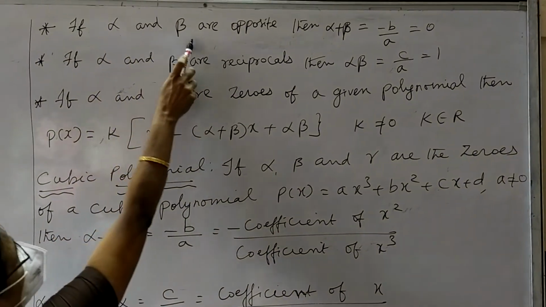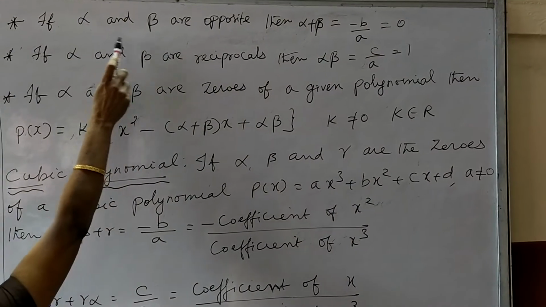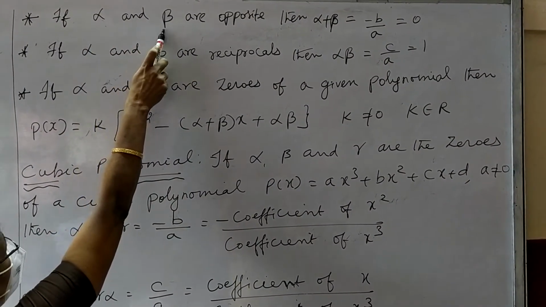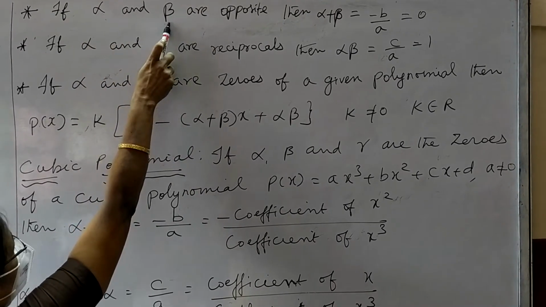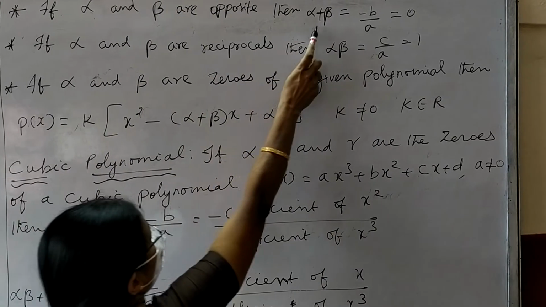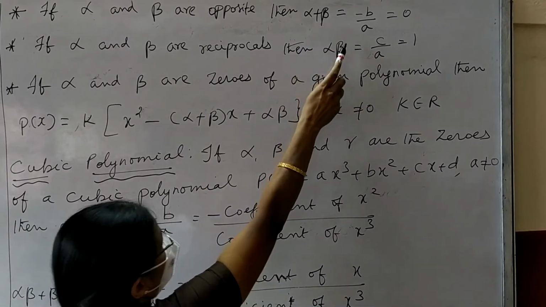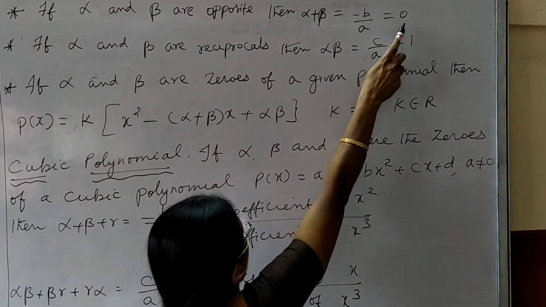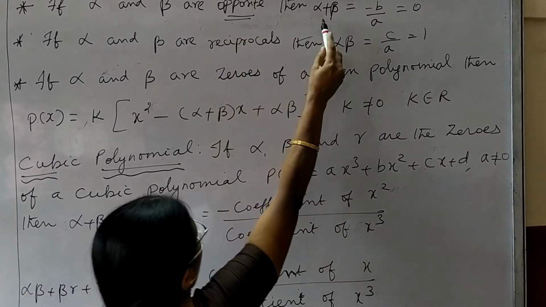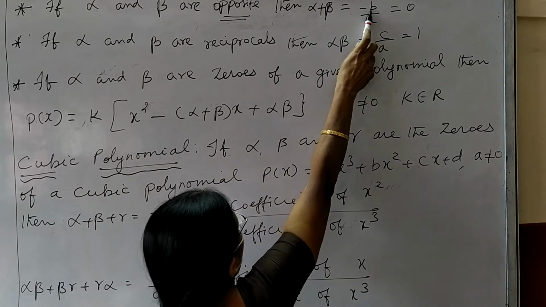Suppose alpha and beta are opposite. What are opposite? Like 5 and minus 5, 7 and minus 7, minus 2 upon 3 and 2 upon 3. If the numbers are equal and opposite, when you calculate the sum of the zeros, we get minus b upon a is equal to 0. So, when the zeros are opposite, alpha plus beta, which is equal to minus b upon a, will be 0.